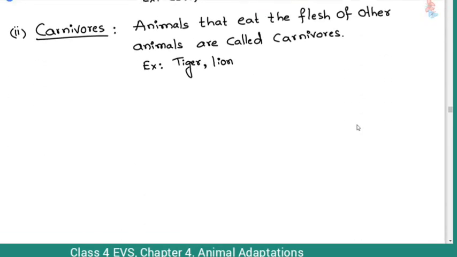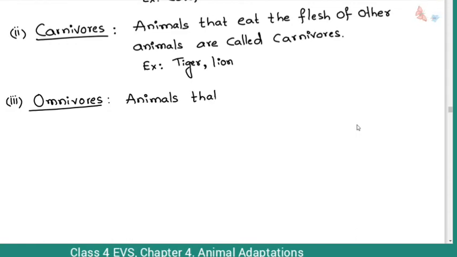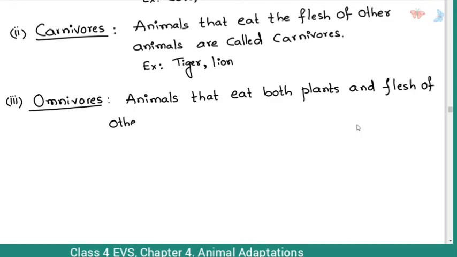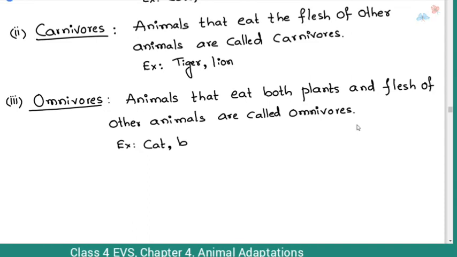Third one, omnivores. Animals that eat both plants and flesh of other animals are called omnivores. Examples of omnivores are cat, bear.